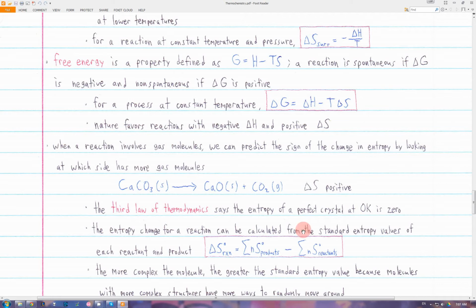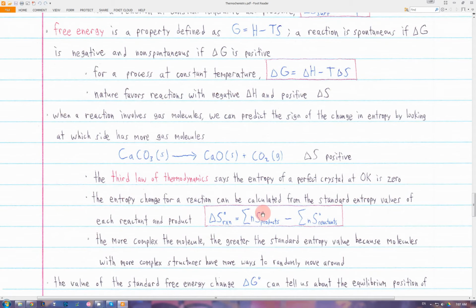So, you can find these standard entropy values of each substance in a table in a textbook. And we can use these to calculate the entropy change for any reaction, similar to how we can calculate the delta H for any reaction by using the standard entropies of formation. So it's the exact same thing. We just take the sum of the entropy value times the coefficient for the products minus the same thing for the reactants to get the total delta S for the reaction.